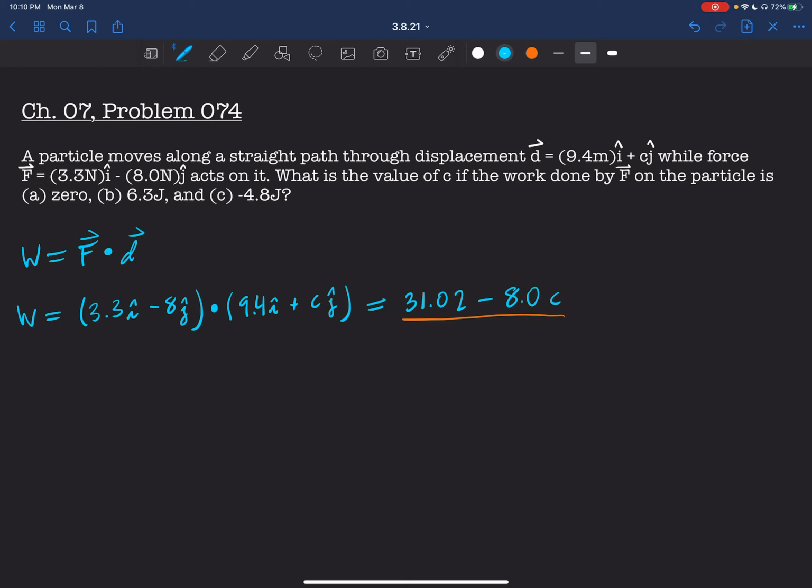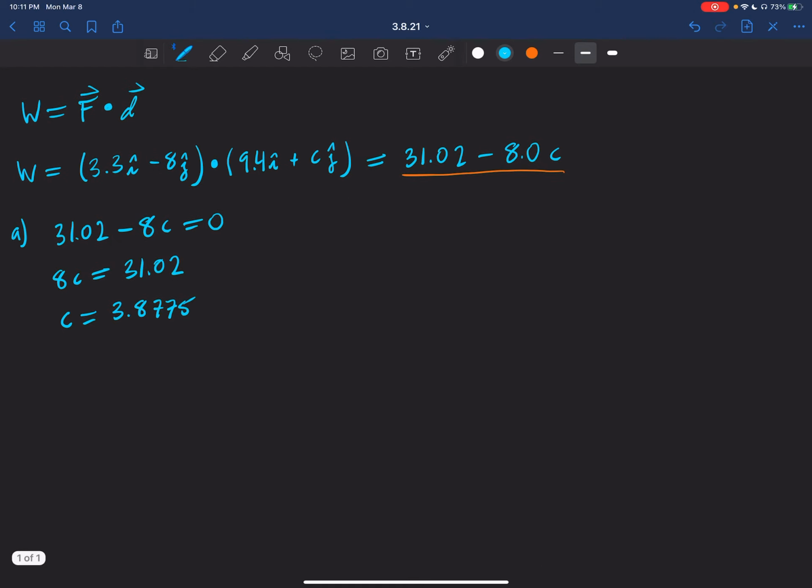So I'll say an answer to A, 31.02 minus 8C equals 0. So 8C is 31.02, and so C is going to end up being 3.8775. So there's that value.